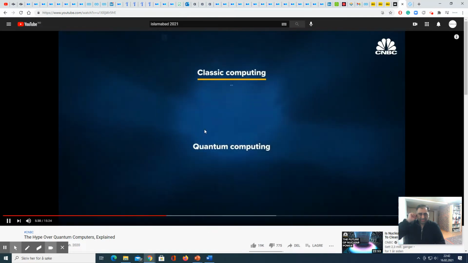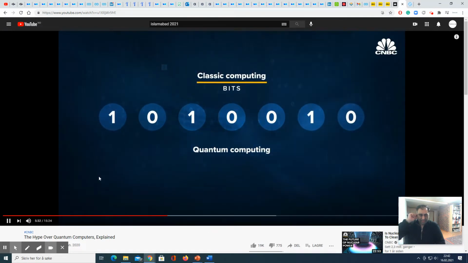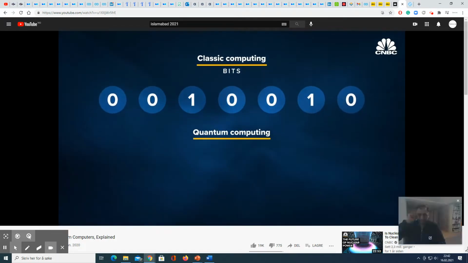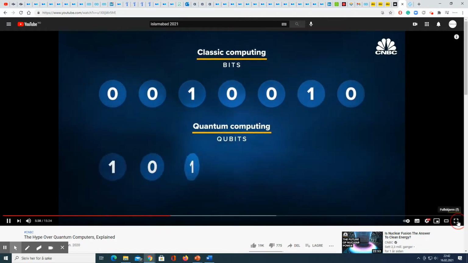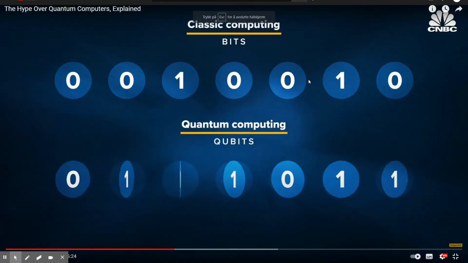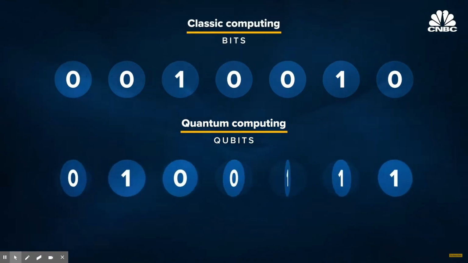Regular, or classical, computers run on bits. Bits can either be a 1 or a 0. Quantum computers, on the other hand, run on quantum bits, or qubits. Qubits can be either 1 or 0, or both, or a combination of the two at the same time.